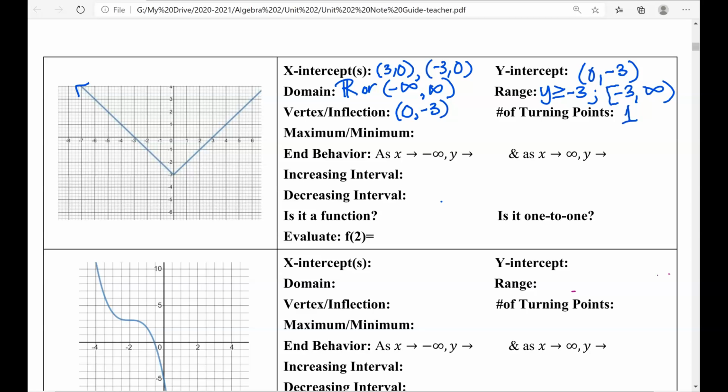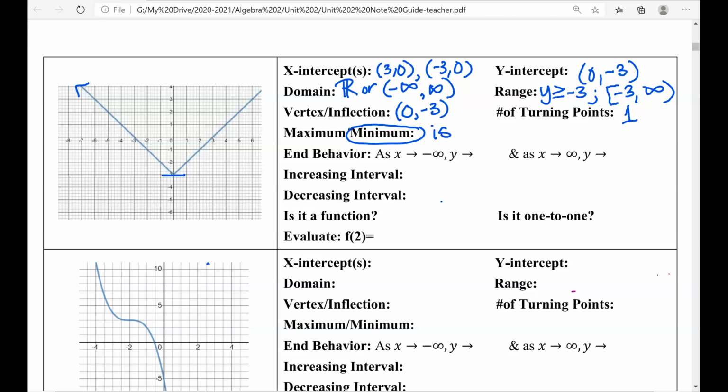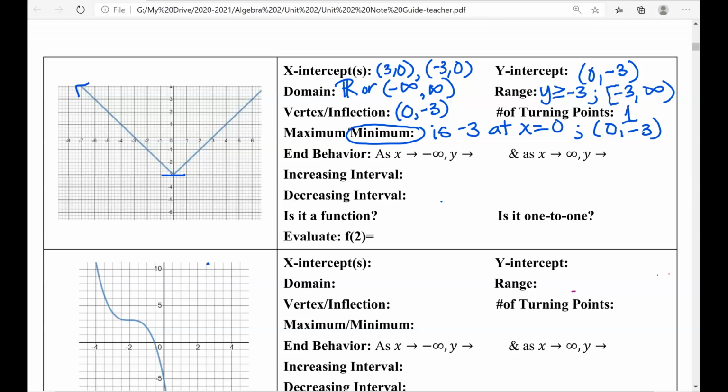We do have a minimum, so we'll circle the minimum. And the minimum value right now is -3. So the minimum is -3 at x equals 0. Sometimes in this class, we can write it as a point as well. So we'll take either: -3 at x equals 0, or we can take it as the point (0, -3).